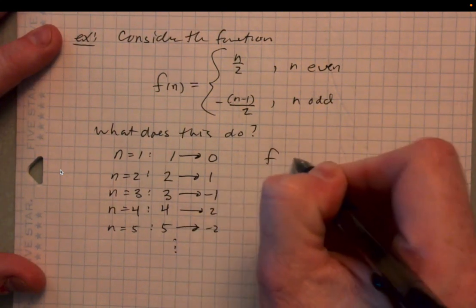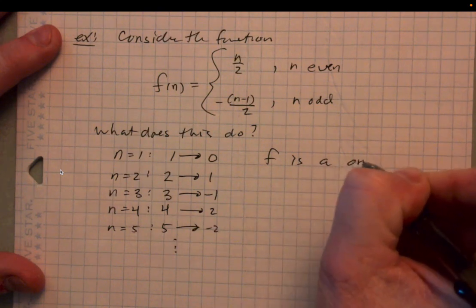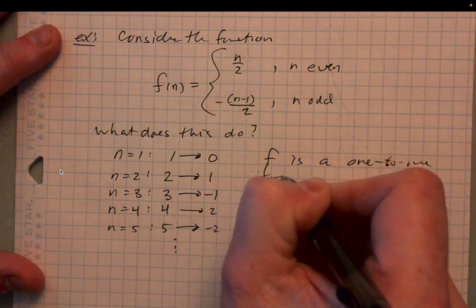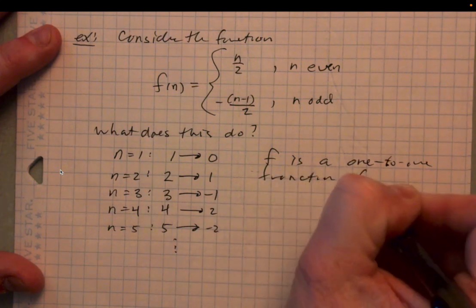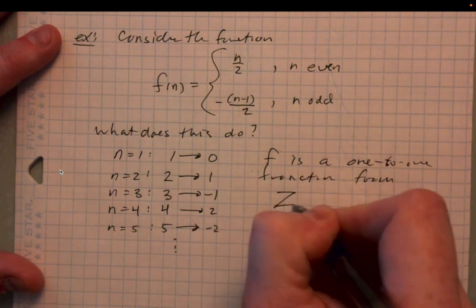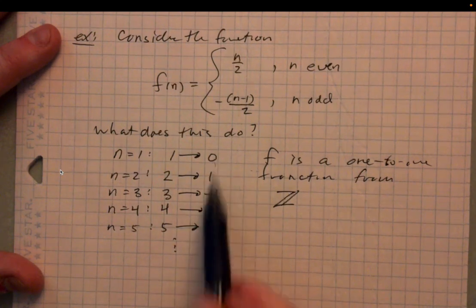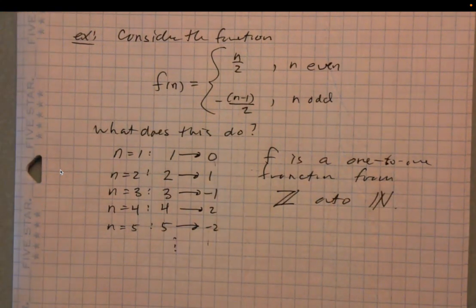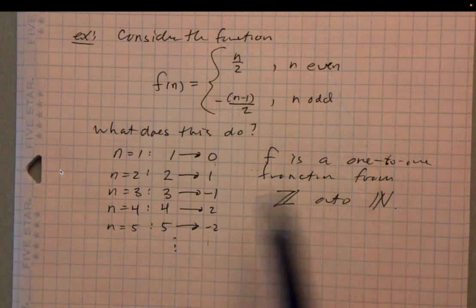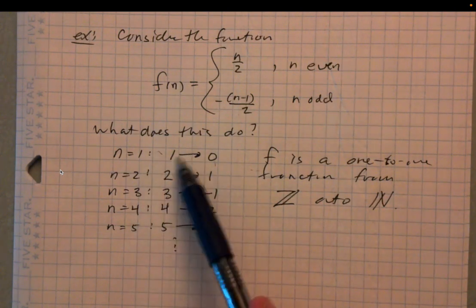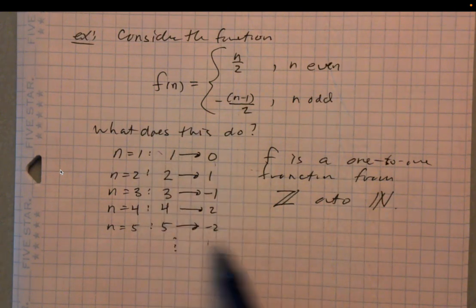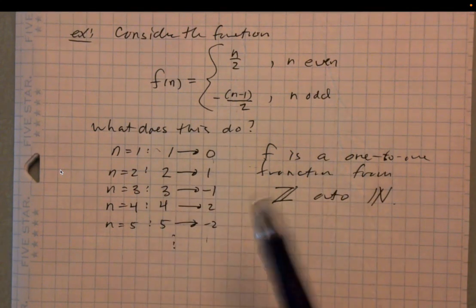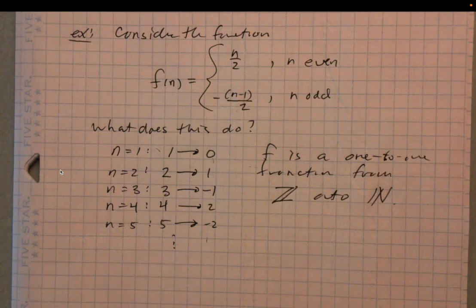So f is a one-to-one function from the integers onto the natural numbers. Okay, so the way we've denoted it here is that we went from the natural numbers to the integers. Remember, if it's one-to-one and onto, then an inverse exists, and so we would have that inverse, right?